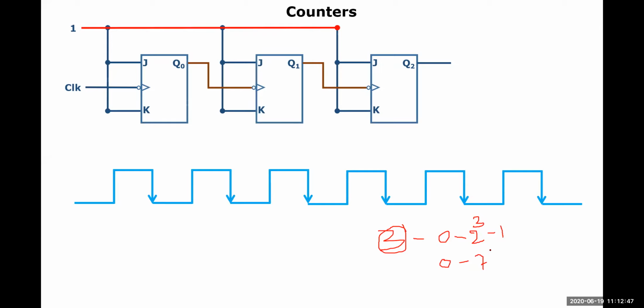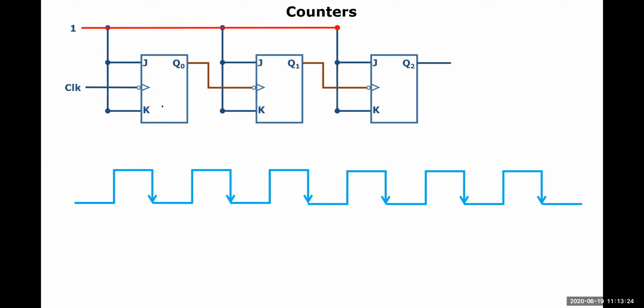If you want to count more values, yes, you can add one more flip-flop. Then the number of bits will be 4, so you can count from 0 to 15. If more counts are required, you need to increase the number of bits. If you increase a bit, obviously you increase the counter range also. Let us see this particular specification for this ripple counter.